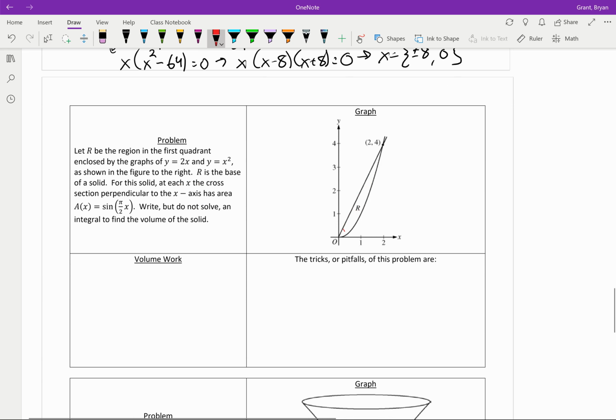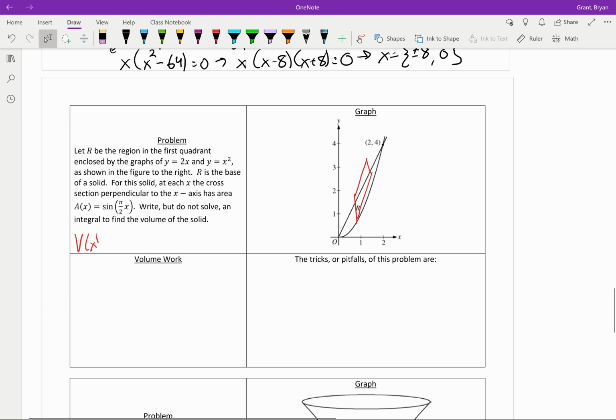What they're telling us is this is a base. Think of this as like a dance floor again, and there's some shape that's going to be coming up out of the dance floor that's perpendicular to the x-axis. Now this shape could be a square, a triangle, or a circle. It doesn't really matter though, because they've given us the area of that shape. And that's very useful, because once we have a two-dimensional shape, whatever it is, if we know the area function, we know how to turn area into volume, right?